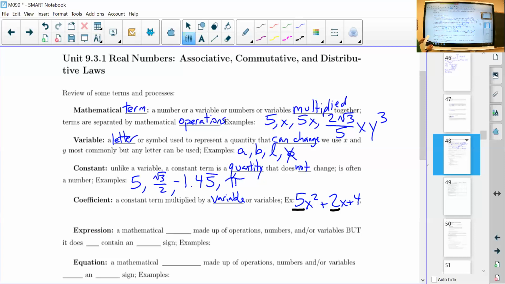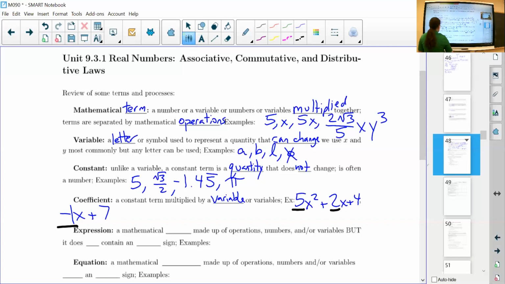Let's look at one more. Negative x plus 7. Well, 7 is not a coefficient. It's not multiplied by a variable. But what about here? We have just a negative sign. We can't have just a negative sign, right? But what number can we always put in front of a variable? We can always put 1. So negative 1 is our coefficient.